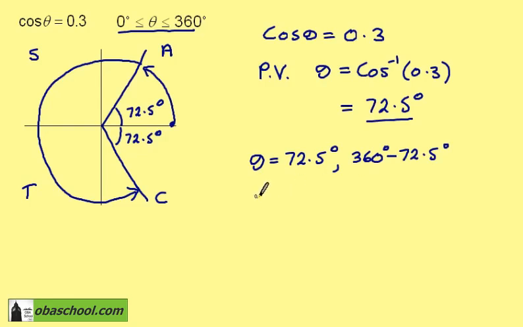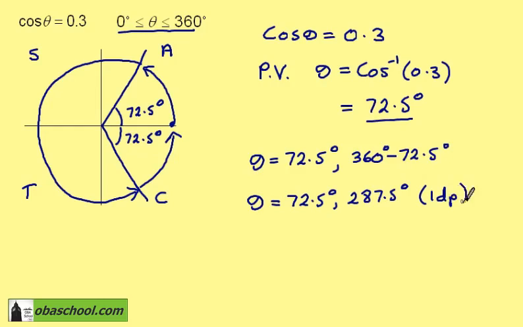We then continue going around until we reach 360 degrees, and we meet no more solutions. So our solutions are 72.5 degrees and 287.5 degrees, correct to one decimal place.